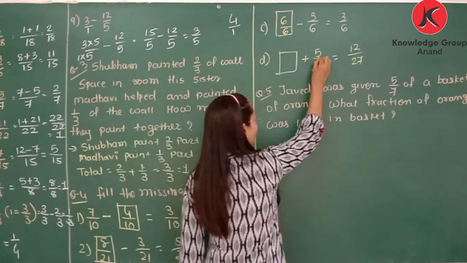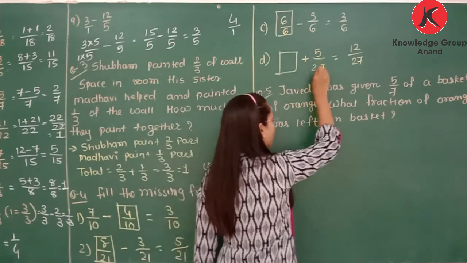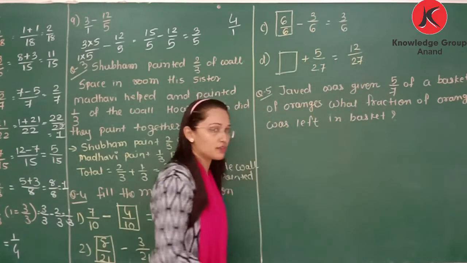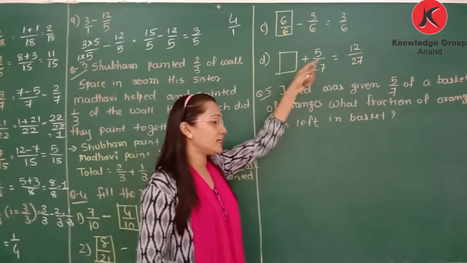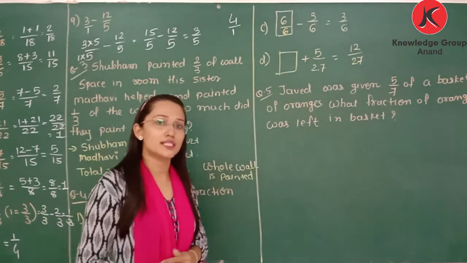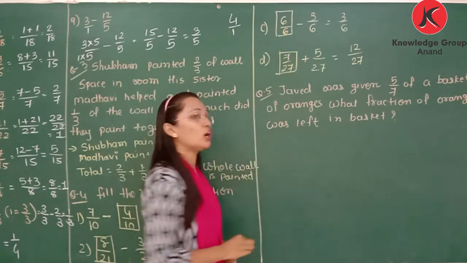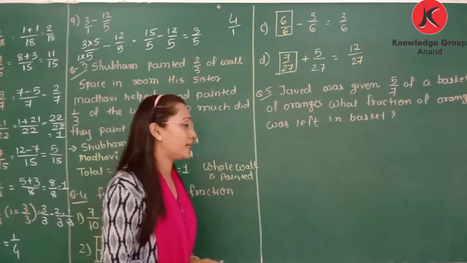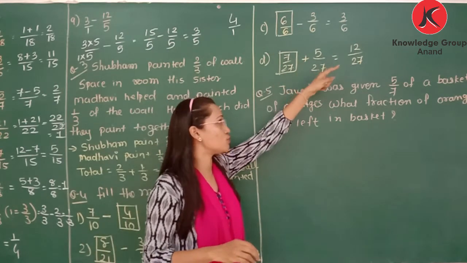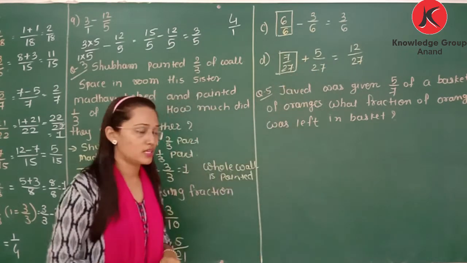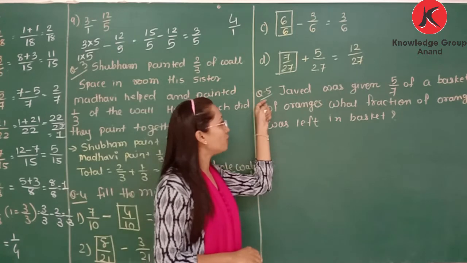Now we add some fraction to 5 by 27. Answer is 12 by 27. Which number should we add to 5 to get 12? That is, if we add 7 to 5. So it is 7 by 27. The denominator remains the same because they are like fractions. So 7 plus 5 is 12. The denominator is 27.